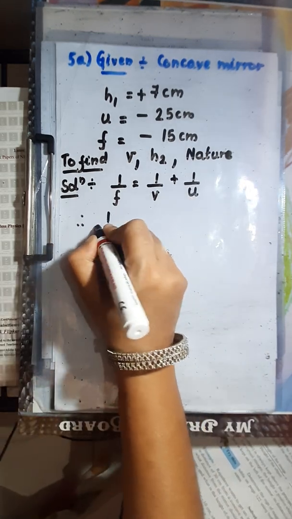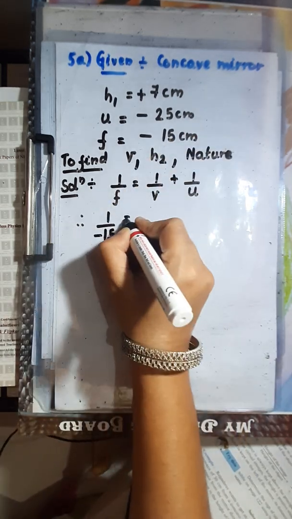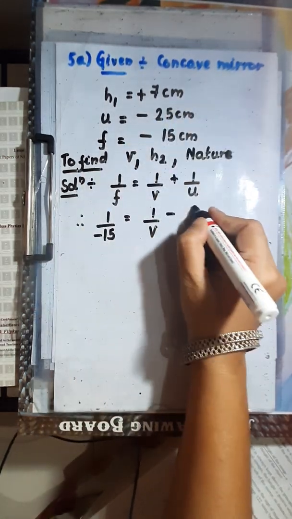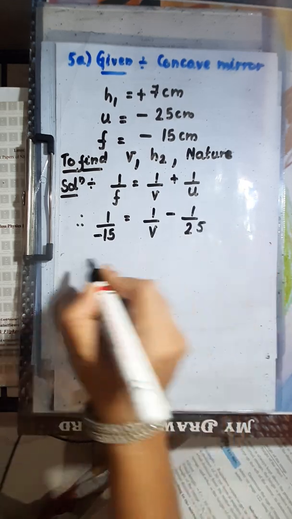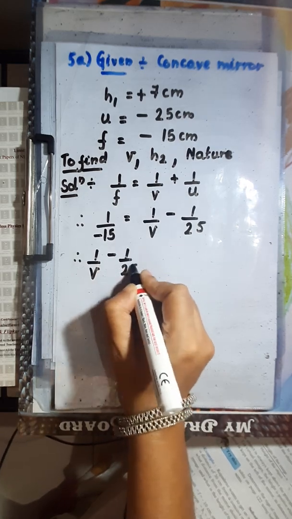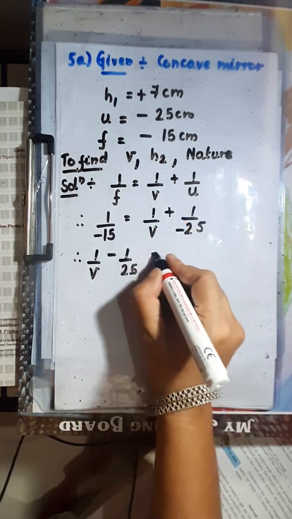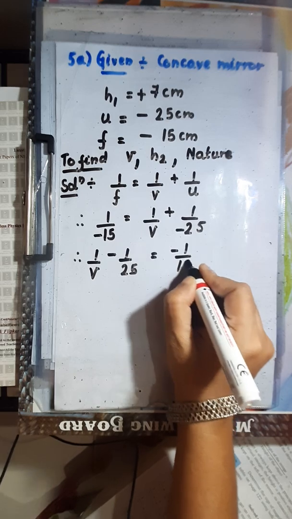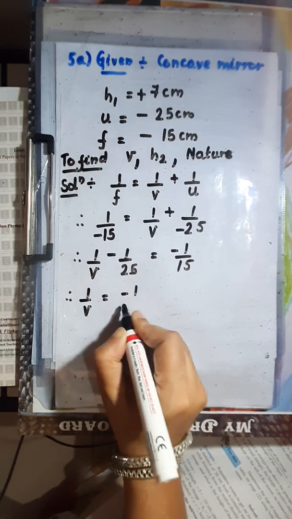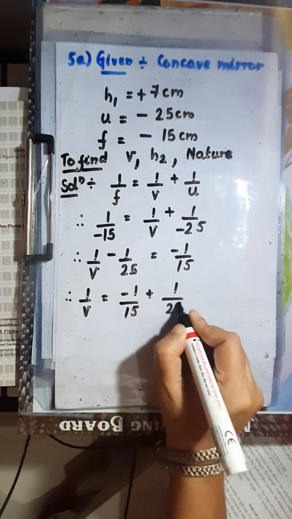Therefore, 1 upon v, okay, minus 15 is equal to 1 upon v. This is plus, but this is minus, so it becomes minus 1 upon 25. Therefore, 1 upon v minus 1 upon 25. If you want to make it still clearer, I'll write plus and I'll write minus here. So plus into minus gives me minus, is equal to minus 1 upon 15. Therefore, 1 upon v is equal to minus 1 upon 15 plus 1 upon 25.